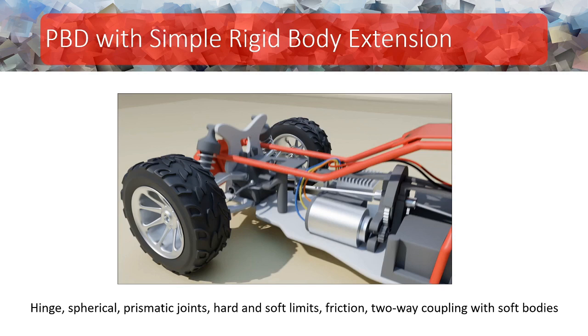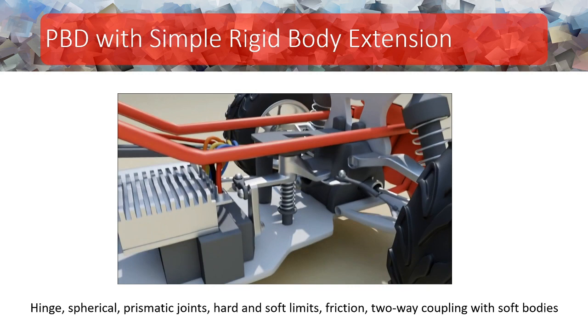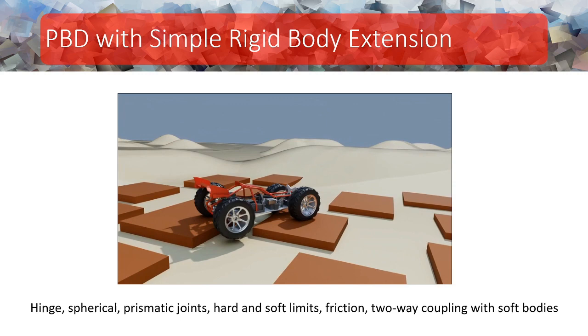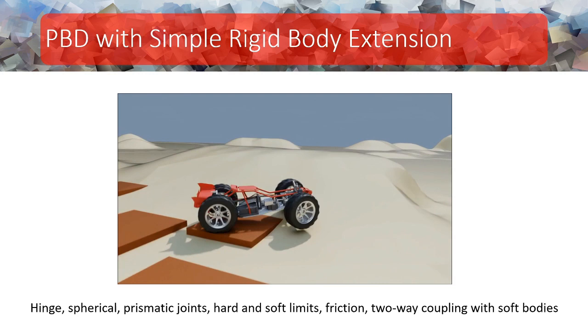Here is a first example that shows what our method can do. It is PBD with a simple rigid body extension containing only a few lines of code. This remote control car contains hinges, spherical prismatic joints, hard and soft joint limits, friction, and two-way coupling with soft bodies. If you wanted to include soft body coupling in the equations on the first slide, things would get even more involved.